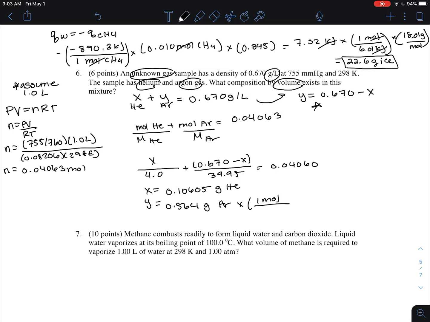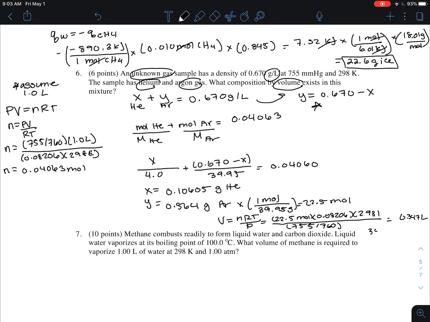Well, you can use PV = nRT again to then find volume. If you convert your argon or helium to moles, 1 mole divided by 39.95 grams is equal to 22.5 moles. Then V is equal to nRT over P, and will be 22.5 moles times 0.08206 times 298 divided by, since they're all under the same conditions, 755 over 760, I get 0.347 liters.